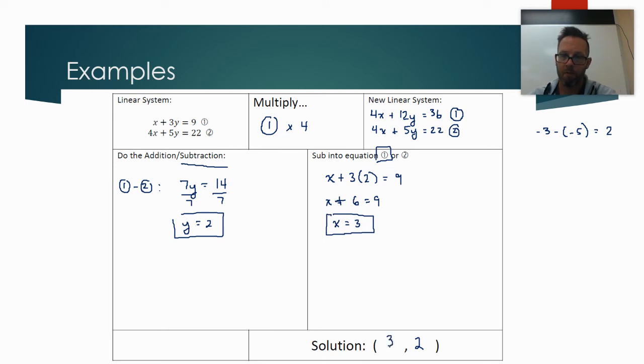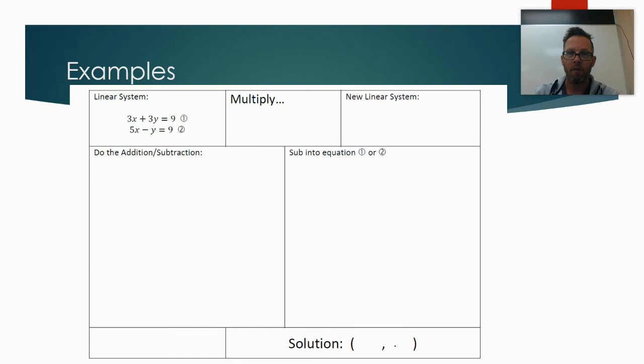Our solution is (3, 2). If we were to graph those lines, they would intersect at the point (3, 2). That's great. So I think this is one more example for you guys to try. And I would really encourage you to pause the video or rewatch the previous two examples and try this one purely on your own.